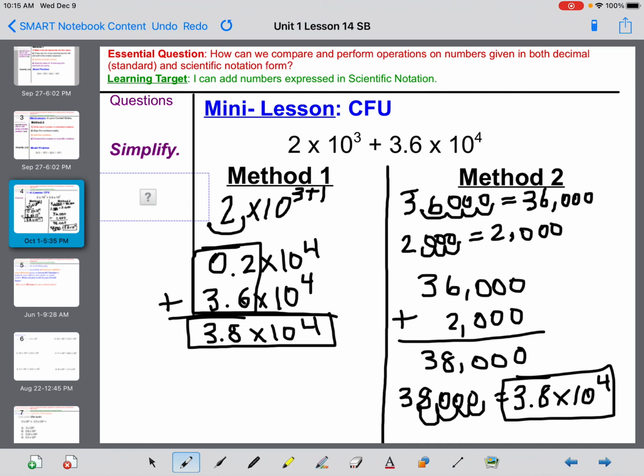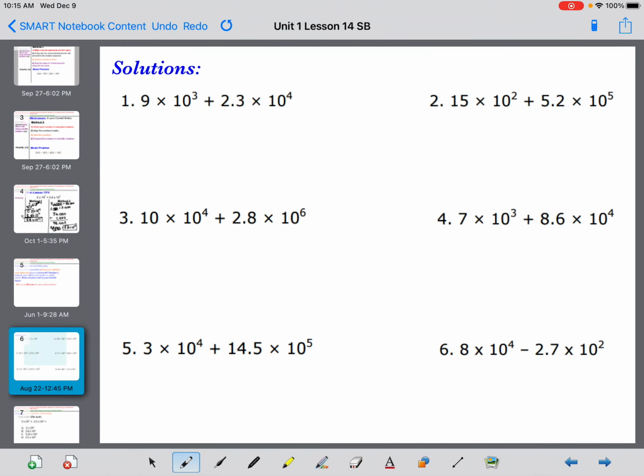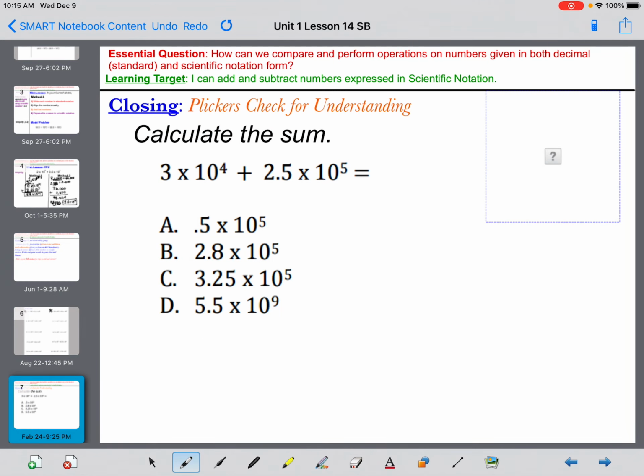For the work time, we're going to skip a line, write work time. We're going to copy down question number 1 and question number 2. You're going to go ahead and work on that. So please make sure you copy them down. And then we're going to skip a line after work time, and we're going to write closing. For closing, we're going to copy down this equation right here, and we're going to be adding these two numbers in scientific notation. So let's go ahead and let's work on that. And after that, you are done with this Cornell note.